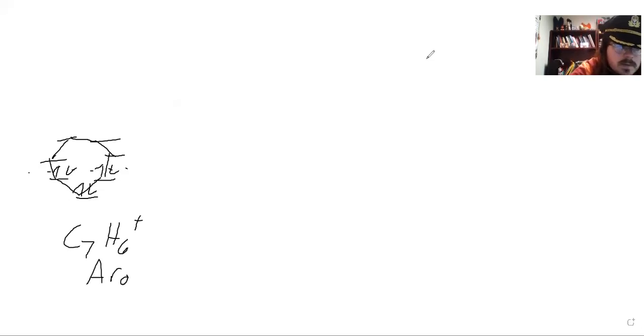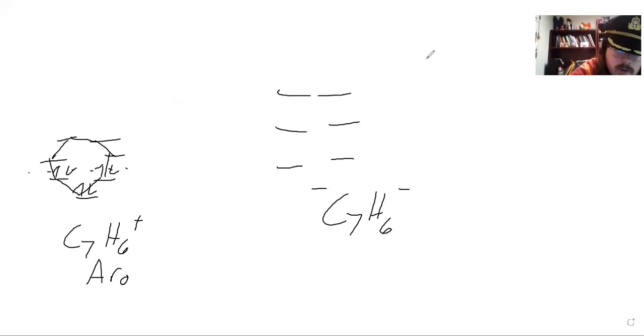The other way, C7H6 minus would have eight electrons: one, two, three, four, five, six, seven, eight. So it would be anti-aromatic if it was planar. So what we see is a tropylium cation, pretty easy to form, so long as we have the right conditions.